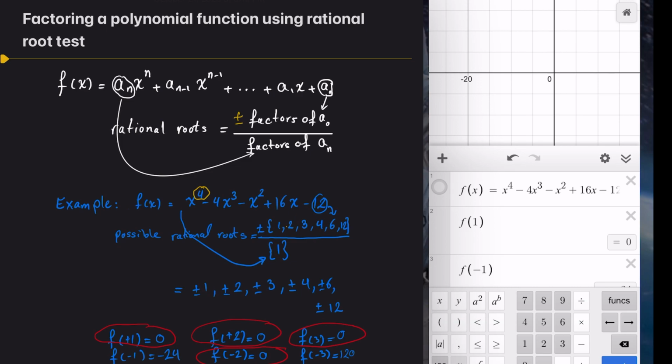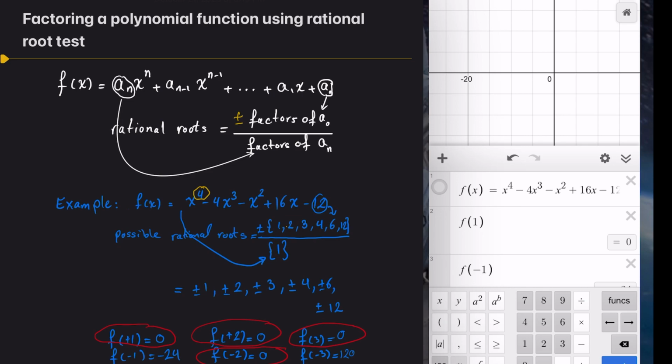In the example I have down here, you can see what the standard form of a polynomial looks like: x to the fourth minus 4x cubed minus x squared plus 16x minus 12. So this polynomial is in standard form. Assuming your polynomial is in standard form, or if it's not, you put it in standard form, then you're going to be dealing with two numbers in this polynomial.